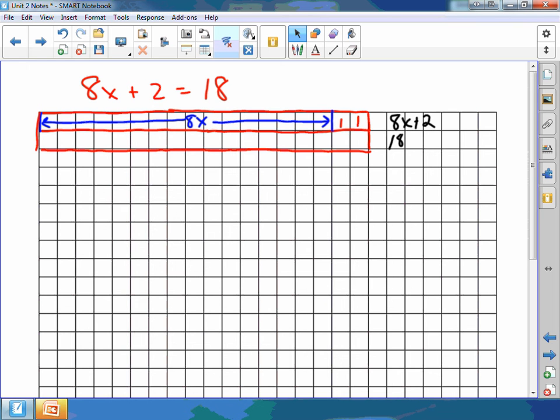So go ahead and try to figure out what x has to equal. You don't have to use the bar, you can. I just want you to use a form of the bar. So if you can adapt it in a way that you like, then do it.